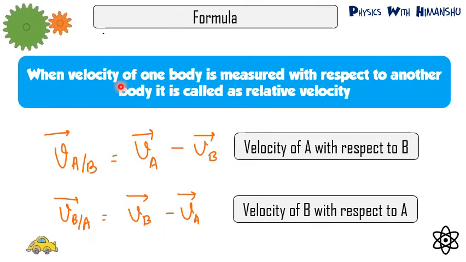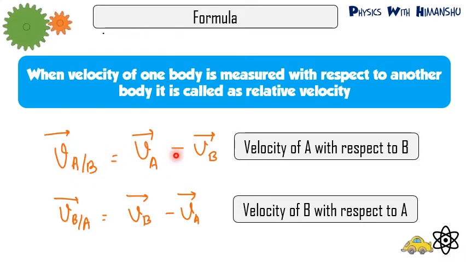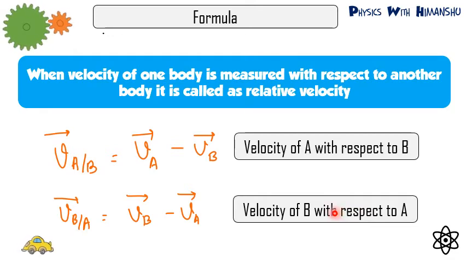So when velocity of one body is measured with respect to another body, it is called relative velocity. So if you are measuring velocity of A with respect to B, velocity of A with respect to B will be given by VA minus VB. So VAB is velocity of A with respect to B, and also VBA will be velocity of B minus velocity of A, that is velocity of B with respect to A. So velocity of B when A is watching B, and the first one is velocity of A with respect to B. It means velocity of A when B is watching A.